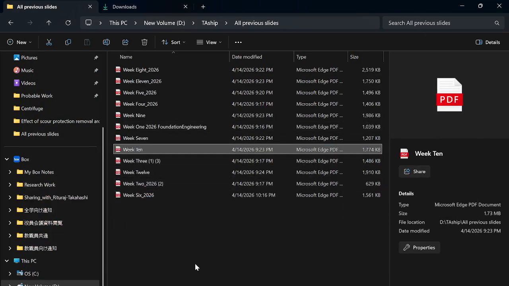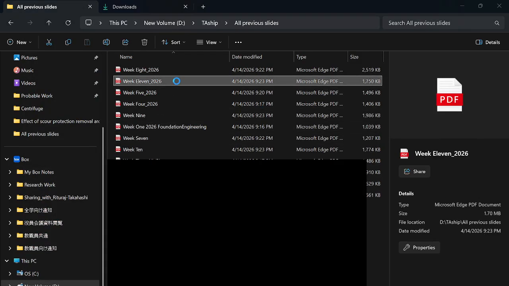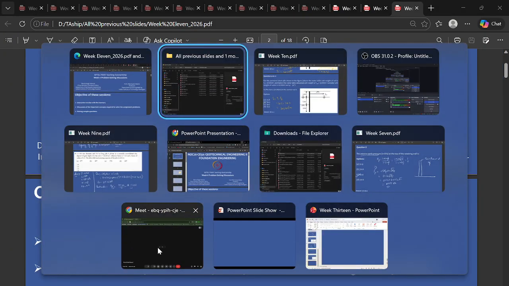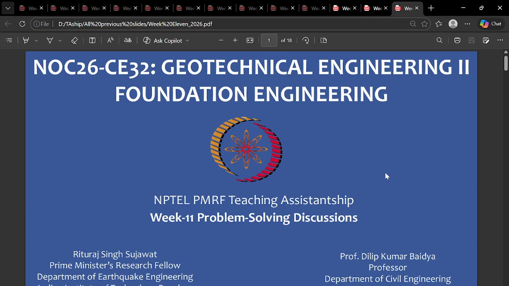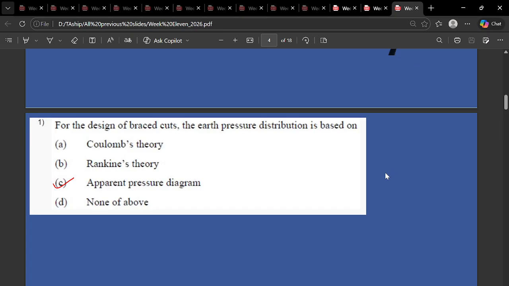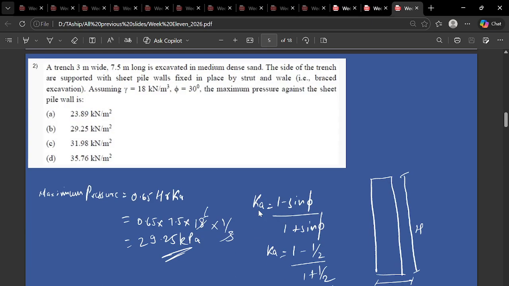Let's move to week 11. Moving to week 11, here it again depends upon the earth pressure. How will you design the braced cut? It depends upon your apparent pressure diagram. We can see how the apparent pressure diagram looks. These are utilized for the design of the trench.